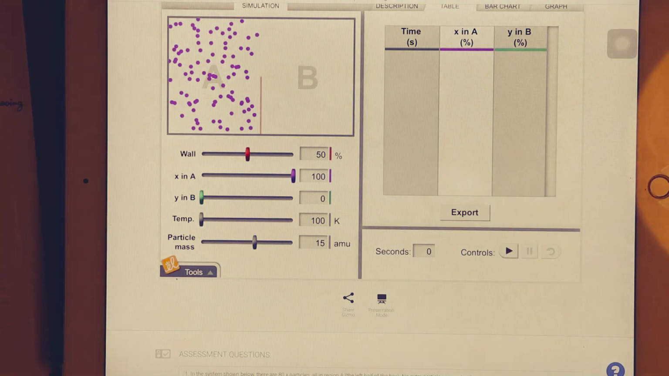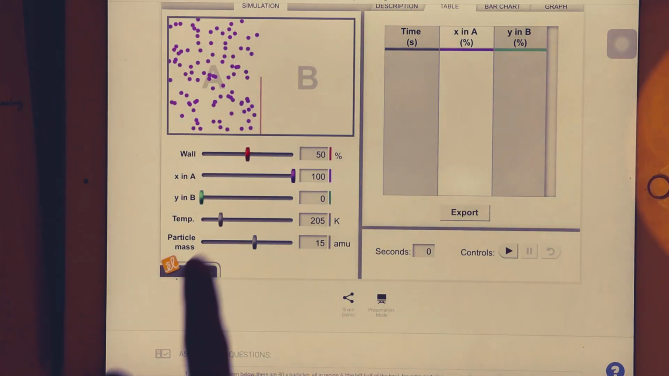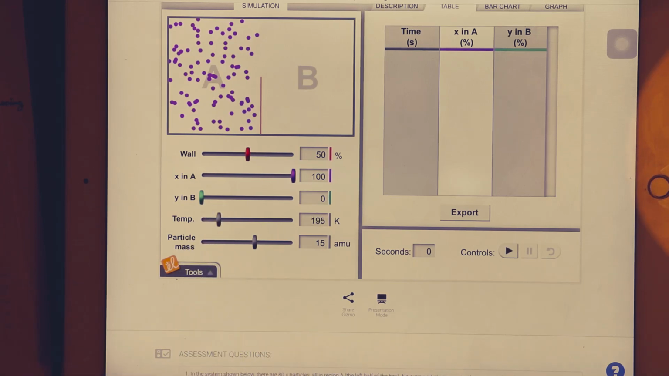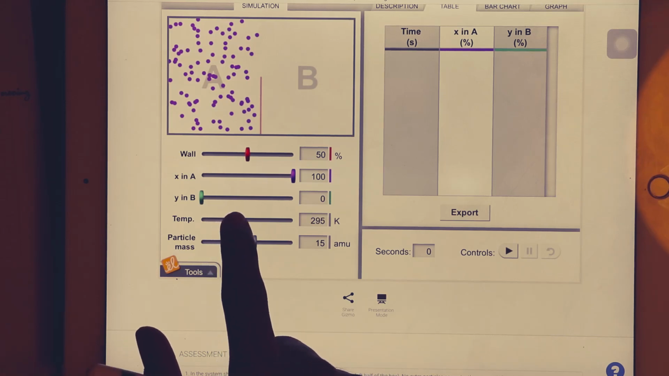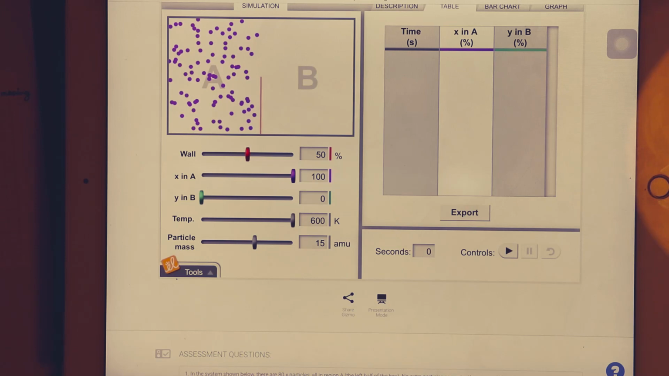So once you got your 5 scores, what you do, instead of taking it to 100 Kelvin, take it to 200, you get the idea. And then you would do it again, another 5 times. After that, 300, 400, 500, and eventually 600. And you would keep doing these 5 times, and then taking the average of those 5 times.